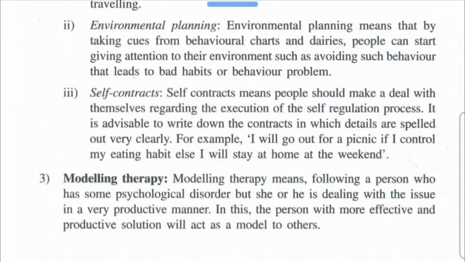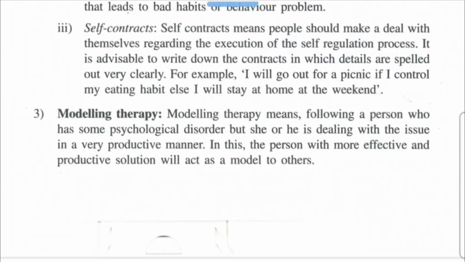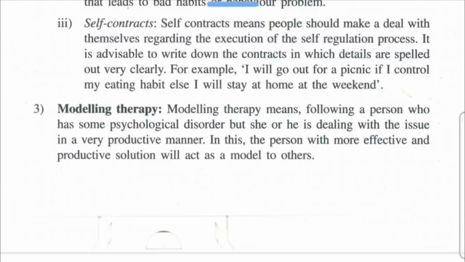Environmental planning. Environmental planning means that by taking cues from behavioral charts and diaries, people can start giving attention to their environment, such as avoiding behaviors that lead to bad habits or behavioral problems. Self-contracts. Self-contracts mean people should make a deal with themselves regarding the execution of the self-regulation process. It is advisable to write down the contracts in which details are spelled out clearly. For example, I will go out for a picnic if I control my eating habits, else I will stay at home for the weekend.